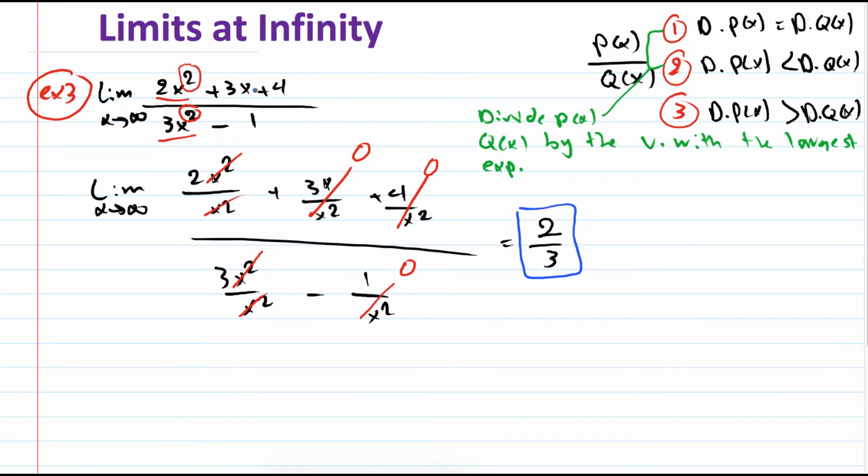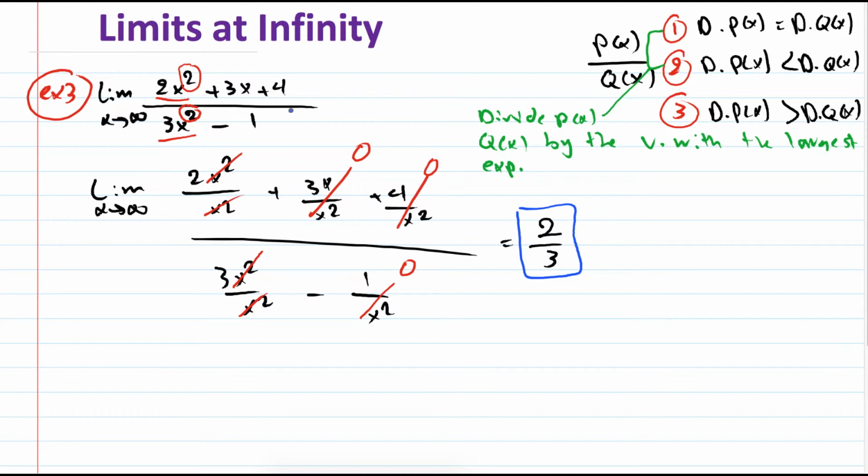This is the value of the limit of 2x to the 2 plus 3x plus 4 over 3x to the 2 minus 1 as x approaches infinity. What is the limit of this function as x approaches infinity? Well, it equals 2 over 3. As simple as that.